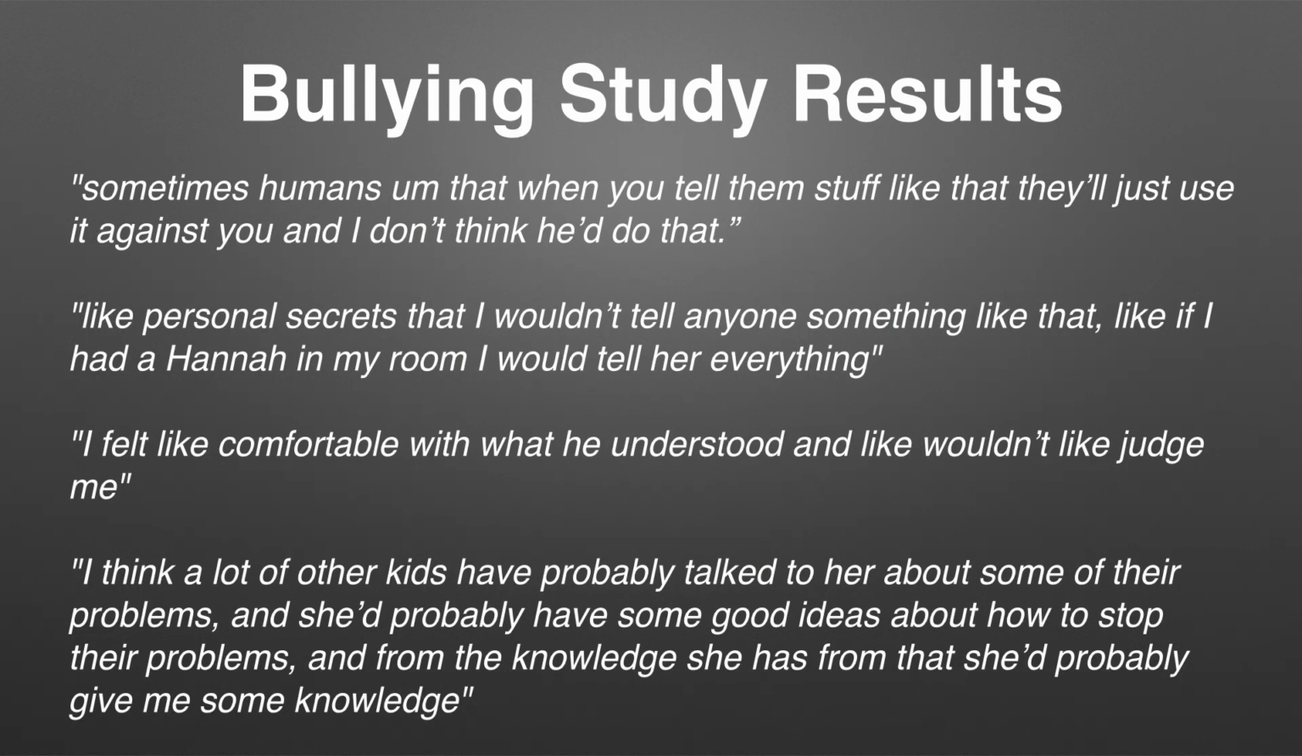And this is an example of some qualitative results, right? These are quotes from, in this case, children in the study. You can see they're expressing that they would tell things to this robot that they wouldn't tell to other people. They felt more comfortable with it, like it wouldn't judge them like a person would. Kind of some concerning findings.